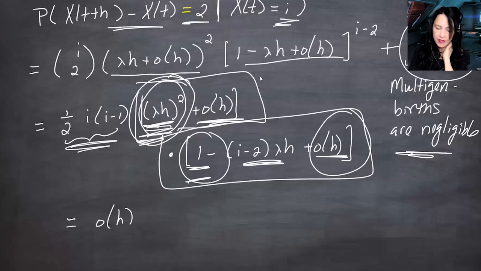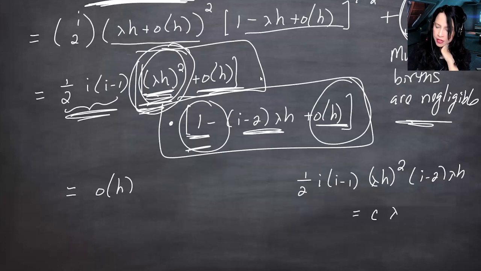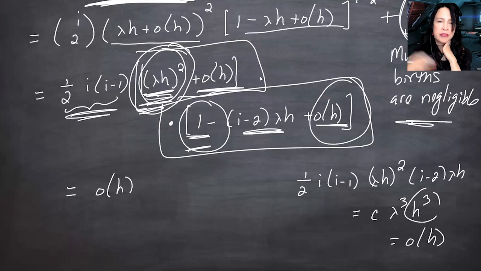So I'm using the fact that, okay, 1/2 I minus 1 lambda h squared times say I minus 2 lambda h is just a big constant times lambda cubed h cubed, and this is little o of h. So that's just one of the terms in the multiplication, and they all turn out to be little o of h.